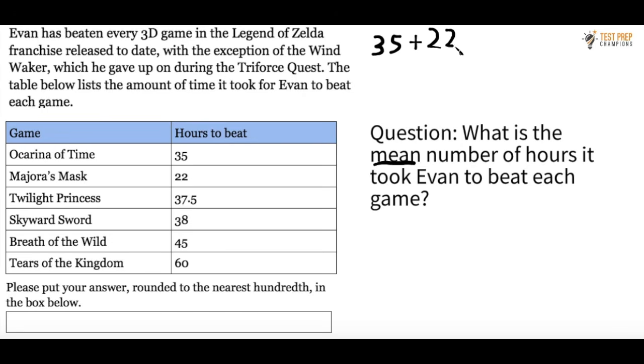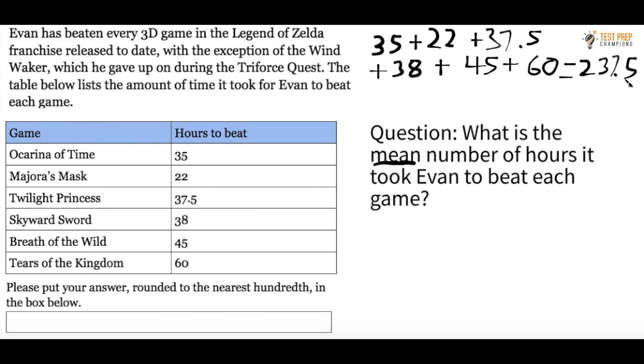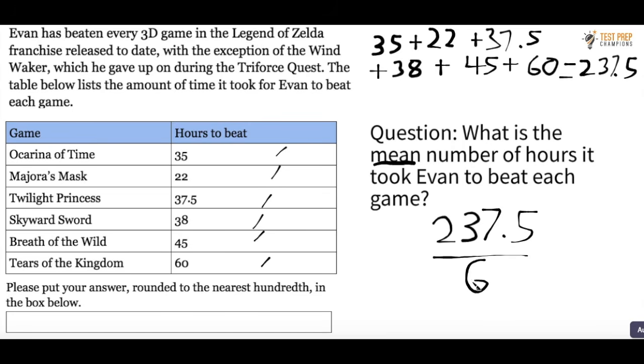So I'm going to do 35 plus 22 plus 37.5 and so on and so forth. Okay, and so I add up all these numbers here and I get 237.5 in my calculator. So then the next step is I'm going to take that 237.5 and count up the total number of numbers. And that's what I'm going to divide by. So let's do that. So we have how many? 1, 2, 3, 4, 5, 6 numbers in our data set. So I divide this by 6.